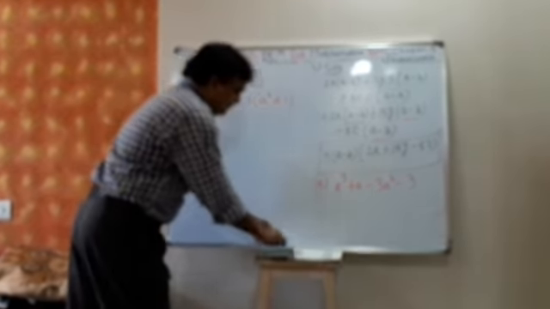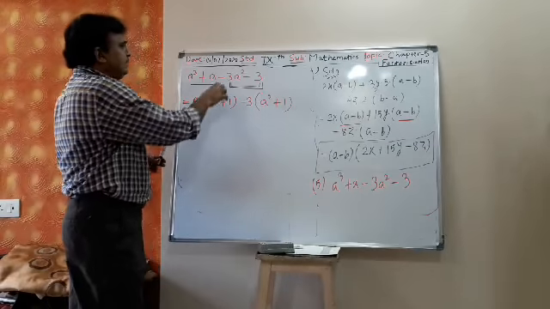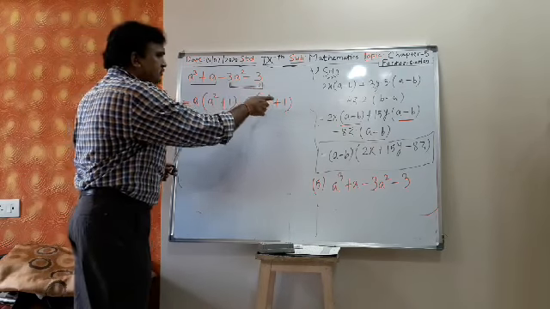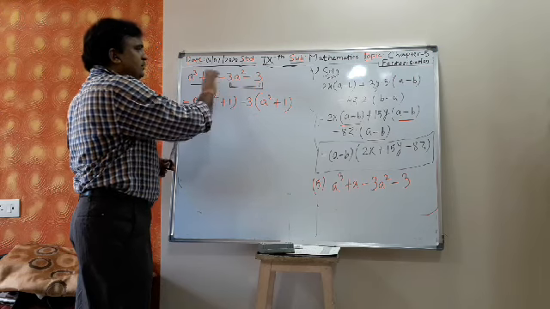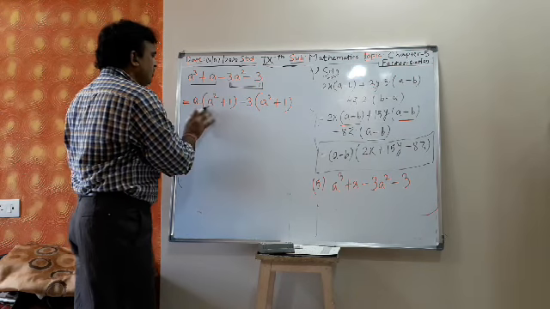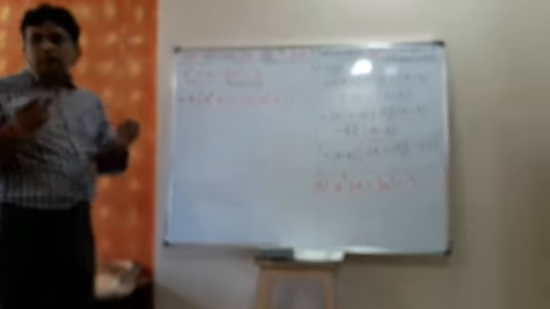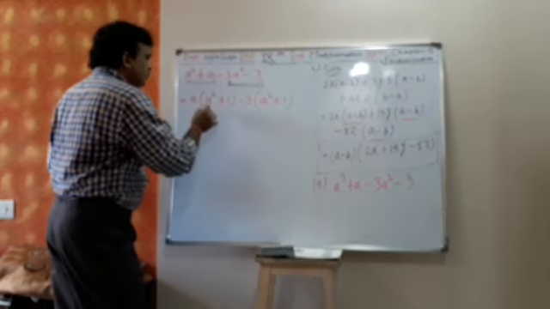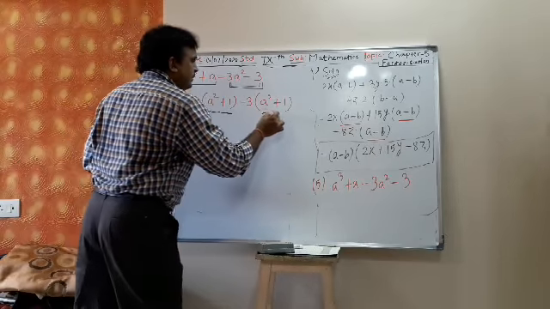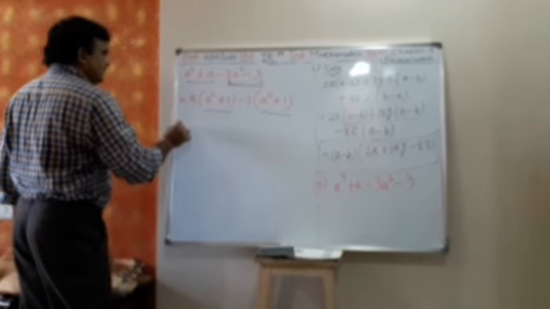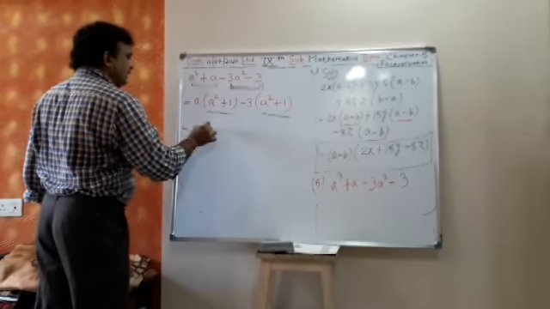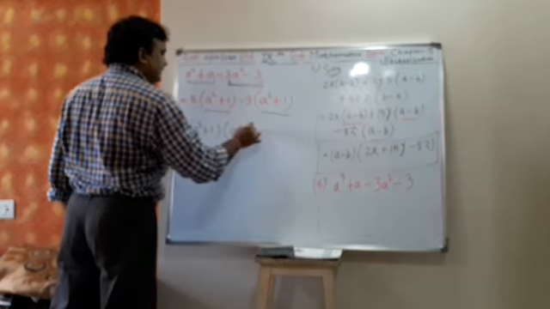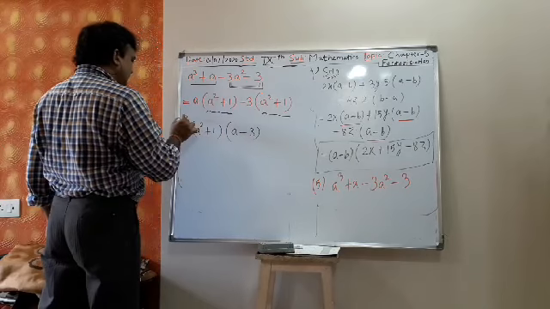Are you getting? Yes, minus 3 I have taken common. So what is left? A square plus 1. Because minus I have taken outside bracket. Now this is the common factor. After grouping, we find the common factor. A square plus 1 is common factor. Now I will take that common, a square plus 1, into a minus 3. Yes, now this is the answer.